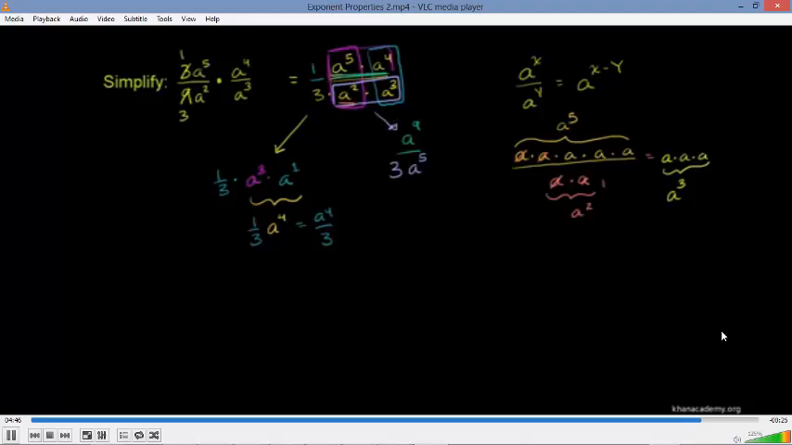Now we can apply the quotient property of exponents. We have a to the ninth over a to the fifth, which is equal to a to the 9 minus 5 power, or a to the fourth power. And of course, we still have the divided by 3. Either way, we got the same answer.